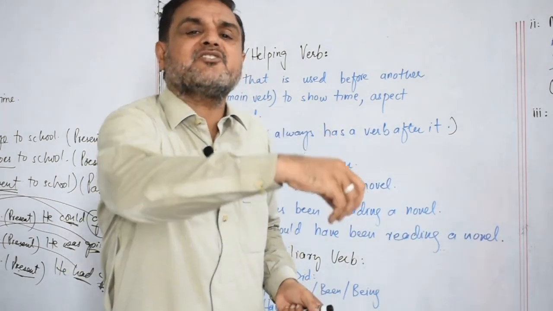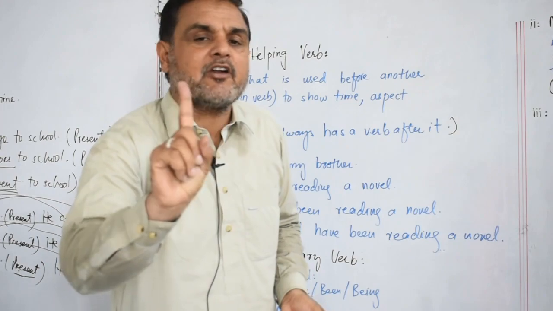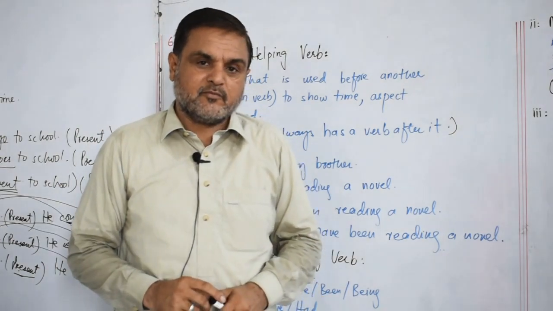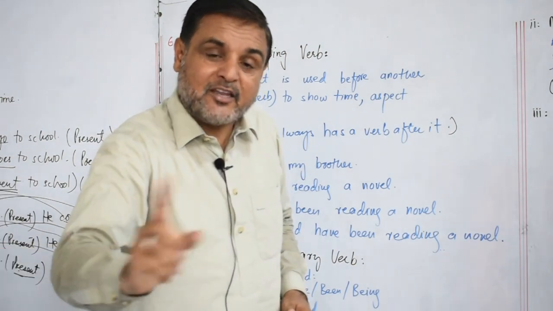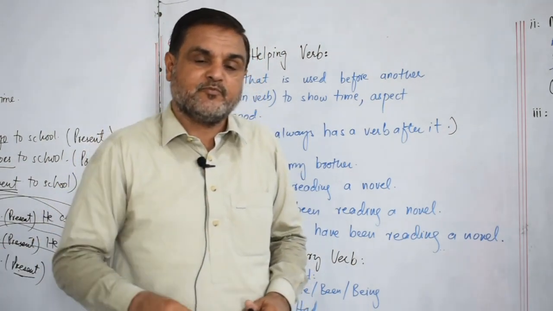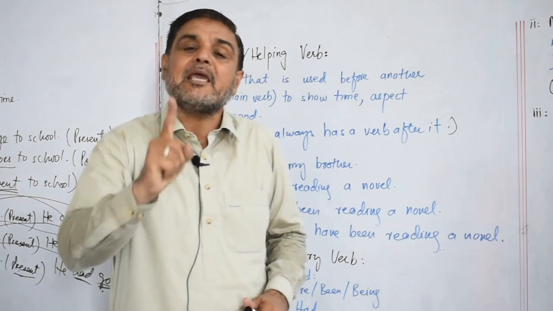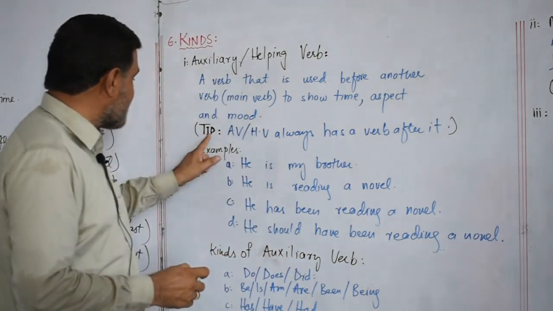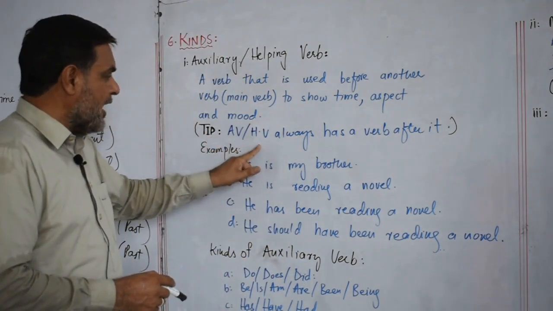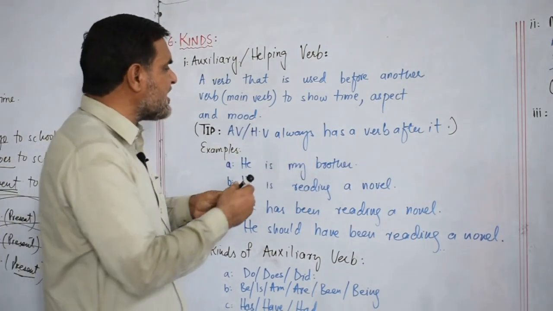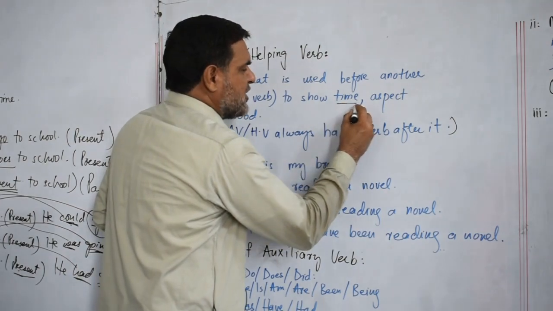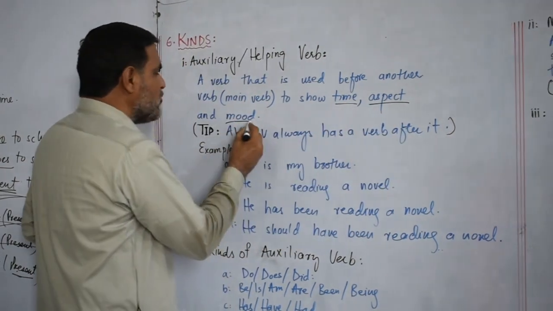If a verb does not have another verb after it, you will never call it as auxiliary verb. A verb having no other verb after it cannot be called as auxiliary verb or helping verb. Keep that in mind. That is a tip written over here. Auxiliary or helping verb always has a verb after it. So what does it mean? Time, you know it very well. What is aspect? What is mood?